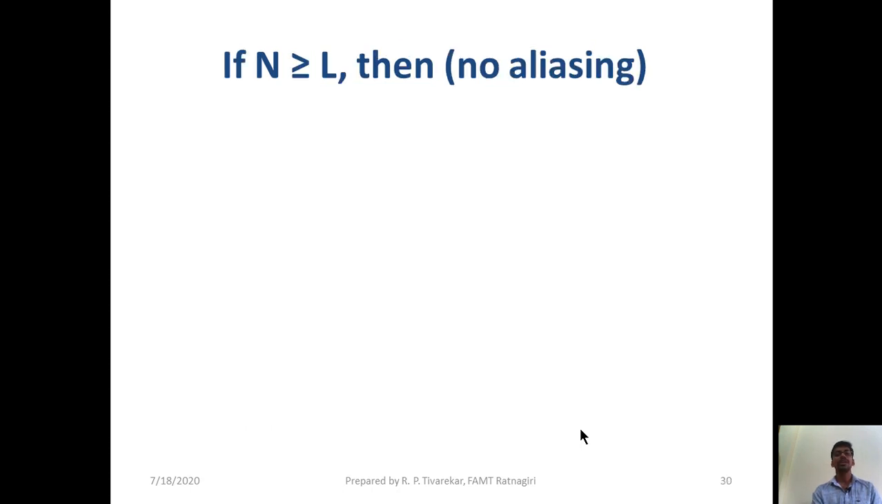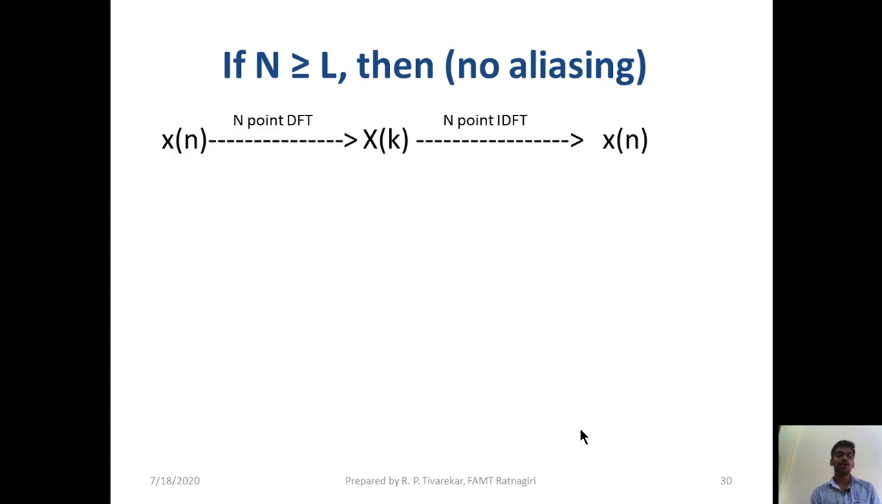Just switch to the next slide. If N is greater than or equal to L, then there is no aliasing, meaning x of n, its N point DFT is X of k, its N point IDFT is again x of n. Why? Because we have used capital N greater than or equal to L.